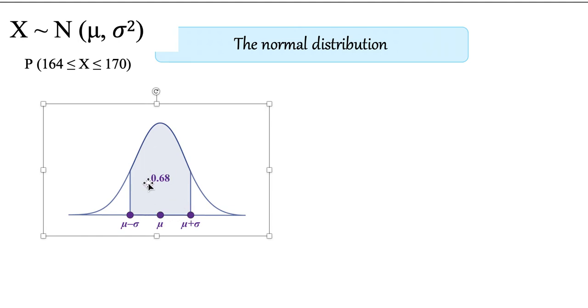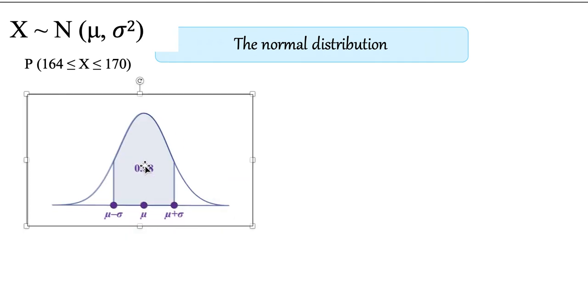This is something to remember. It is very useful to know. And there's a lot of questions that will give you this percentage, and they won't tell you what it is exactly, but they'll tell you this percentage, and then you have to know right away, oh, right, this means that it is 1 standard deviation away.